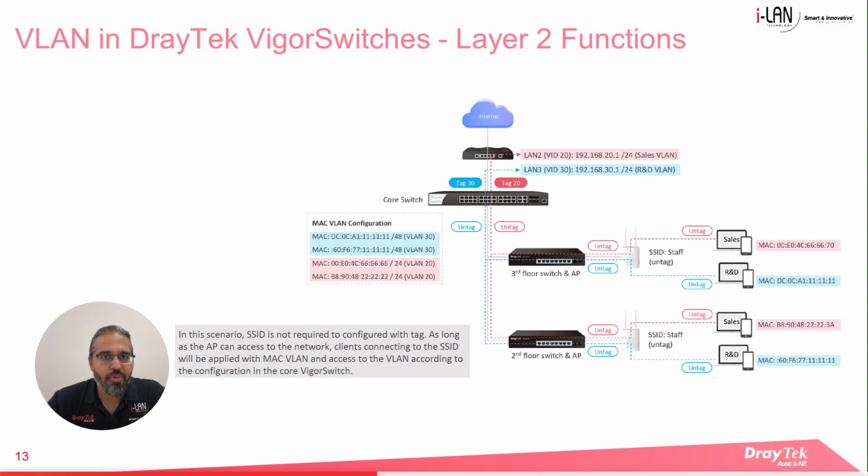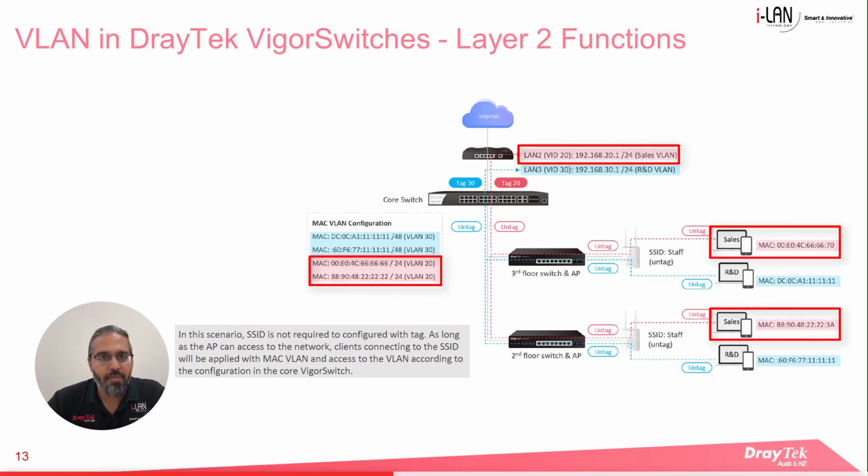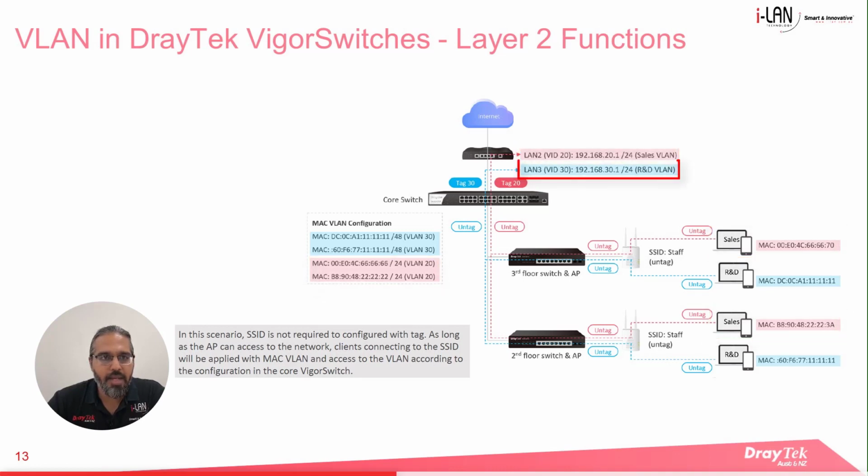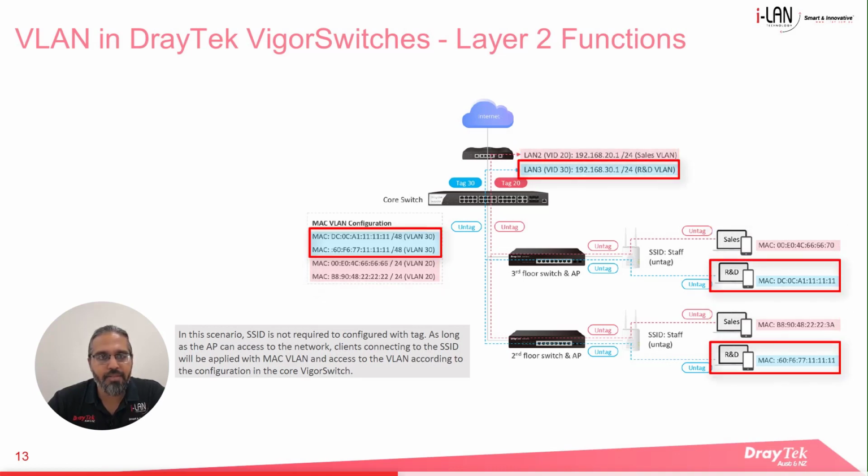This diagram shows a typical scenario where the core switch is configured for MAC VLAN and all the other edge switches and access points are untagged. It allows mobile staff to move their PCs and IP phones anywhere in the building and always be within their department. We have the sales staff on VLAN 20, that's marked in red, and R&D staff on VLAN 30, that's shown in blue.